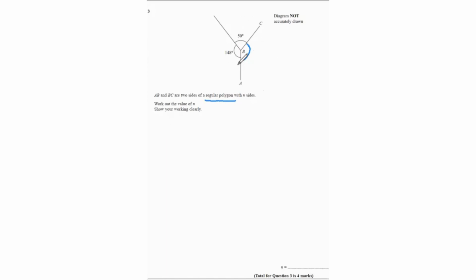Why? Because these are angles around a point, that point being B, and all these three angles are around point B. So the sum of angles around a point equals 360. So 360 equals 148 plus 50 plus angle ABC. So ABC is going to be 360 minus 148 minus 50, which is going to give us 162 degrees. Now, as I said, the interior angle is the same throughout the polygon because it's a regular polygon.